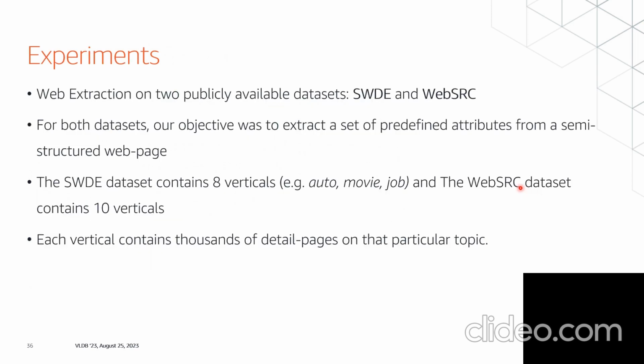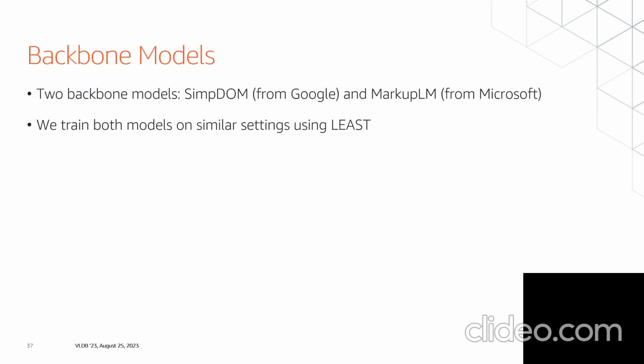To quickly go over the experiments that we ran, we performed experiments on two publicly available datasets, SWDE and WebSRC. For both datasets, our objective was to extract a set of predefined attributes from a web page. The SWDE dataset contained 8 verticals, and the WebSRC dataset contained 10 verticals. Each vertical contained thousands of web pages covering a particular topic like auto, movie, university, or different job sites. To establish the generalizability of our algorithm, we experimented with two backbone models, called Simptom and Markup LM, training both models using our algorithm.